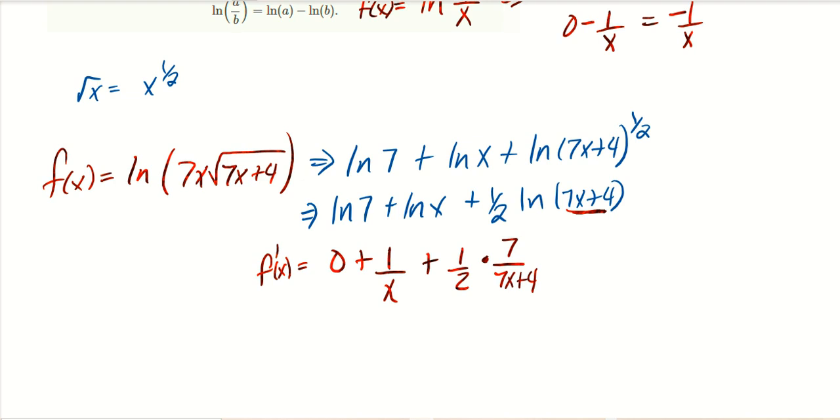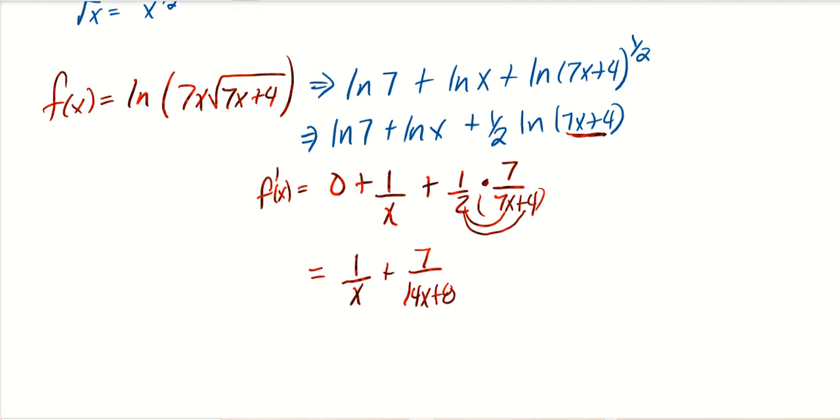Okay? So if I look at this, this simplifies to be 1 over x plus 7 over, if I can distribute this, right? 2 times 7 is going to give me 14, and 2 times 4 is going to give me an 8, right? But I am not officially done because I need to combine my two fractions together.